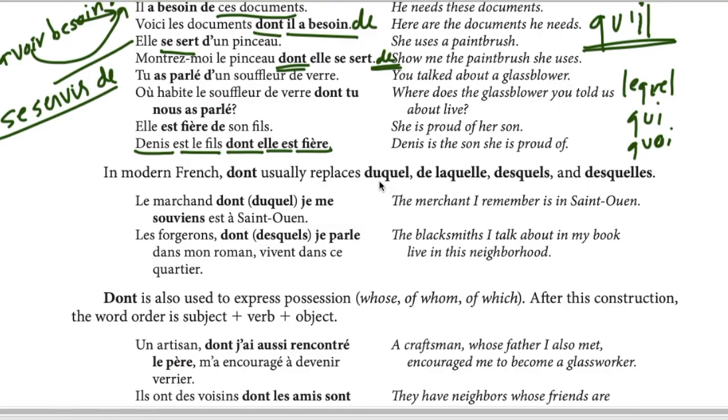You could have used duquel instead of dont, but you don't do that. We have a specific dont for the preposition de, so you don't use the other. Technically it is correct; you can use de plus lequel, duquel, but you don't. Use dont when the preposition is de.